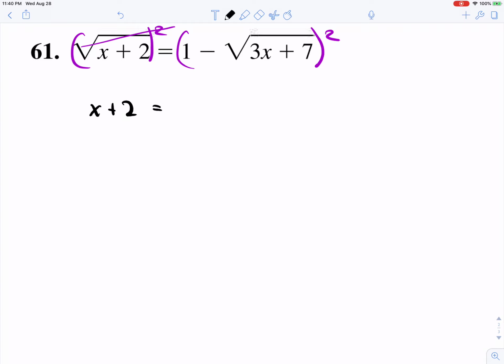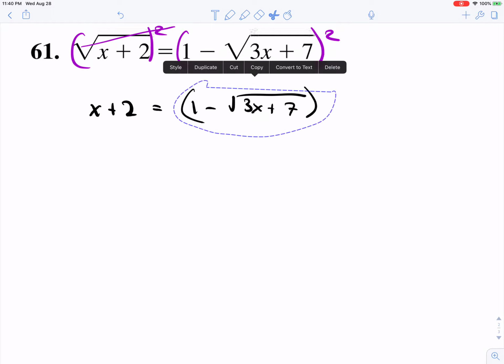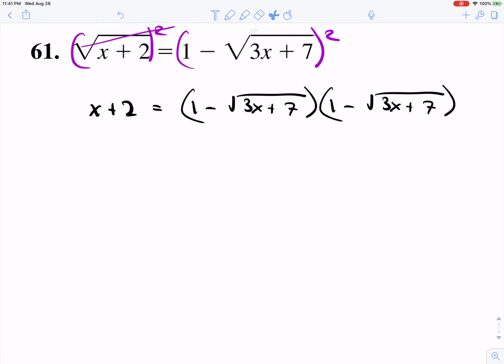On the right, we have to FOIL. So I'll go ahead and write it out. 1 minus the square root of 3x plus 7 times itself. If we FOIL, FOIL stands for first, outer, inner, last. We use it when multiplying expressions binomial in form. So again, first, outer, inner, and last.